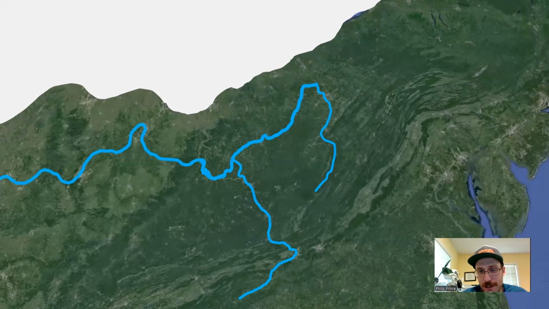Gradually, you have glaciation moving away. What you've seen here was like a maximum glacial extent.